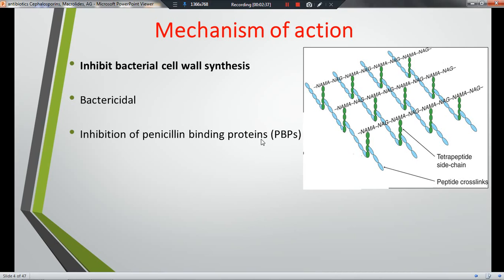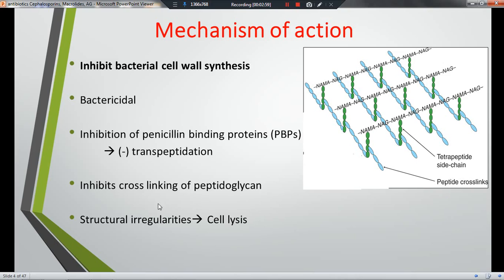Another name for transpeptidase enzyme is penicillin binding protein. So these drugs, cephalosporins and penicillins, bind with these penicillin binding proteins or transpeptidase enzyme and inhibit the transpeptidation, so that the cross linking does not take place. So what happens if there is no cross linking? You get a cell wall which is weak, okay, and that results in structural irregularities leading to cell lysis.